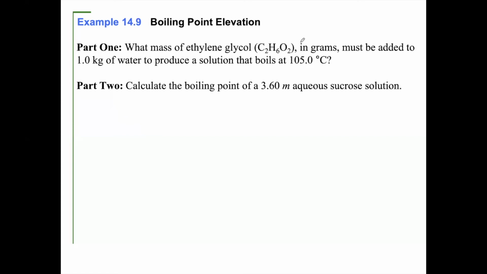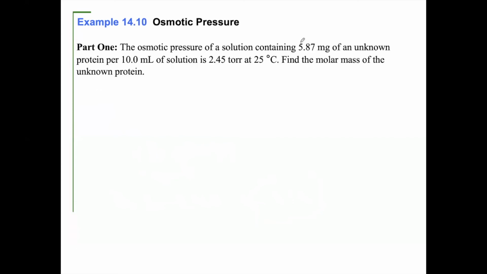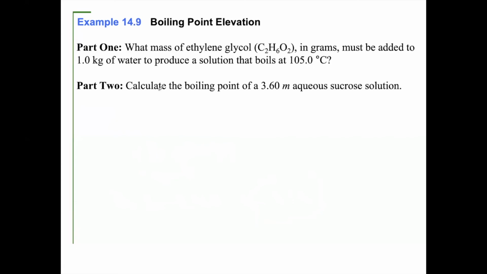What mass of ethylene glycol in grams must be added to 1 kilogram of water to produce a solution that boils at 105 degrees Celsius? And then the second part, calculate the boiling point of a 3.6 molal aqueous sucrose solution. So the first part, let's just examine this for a second. It has to be added to 1 kilogram of water.